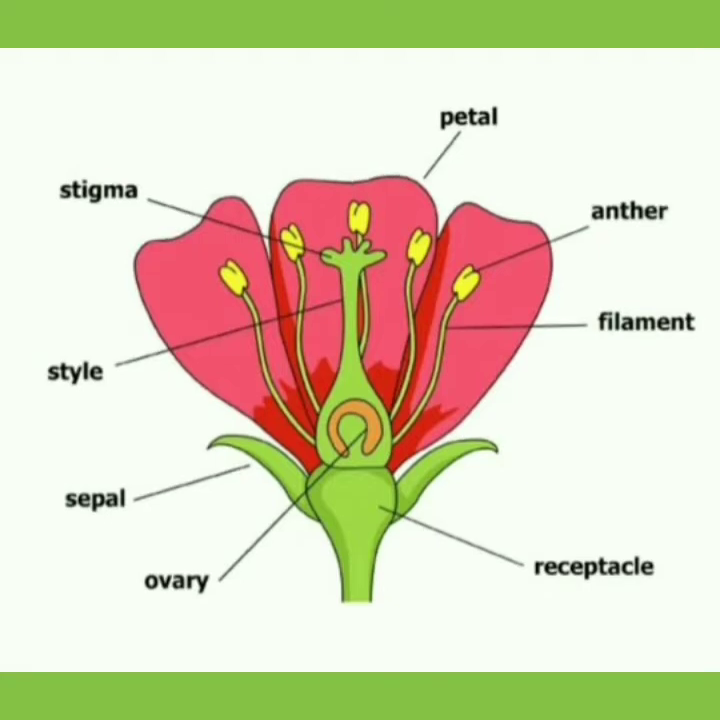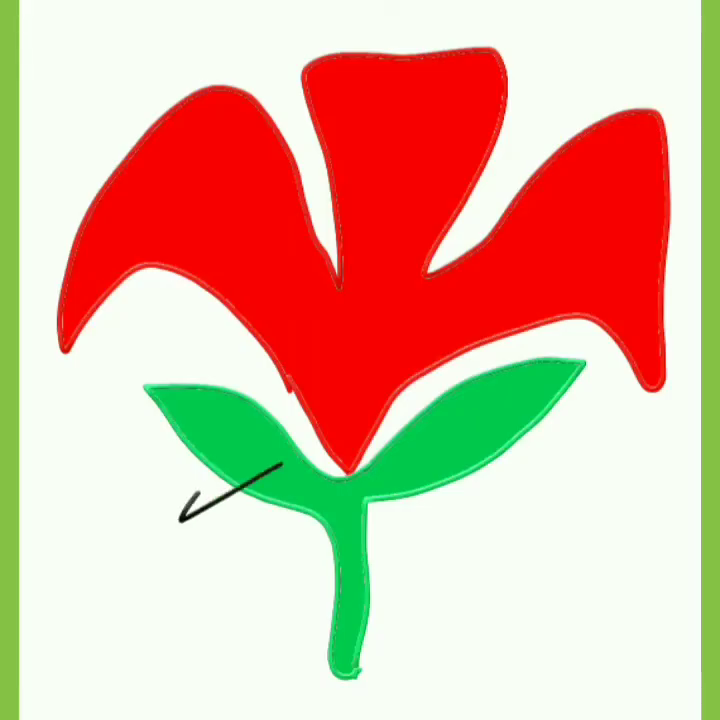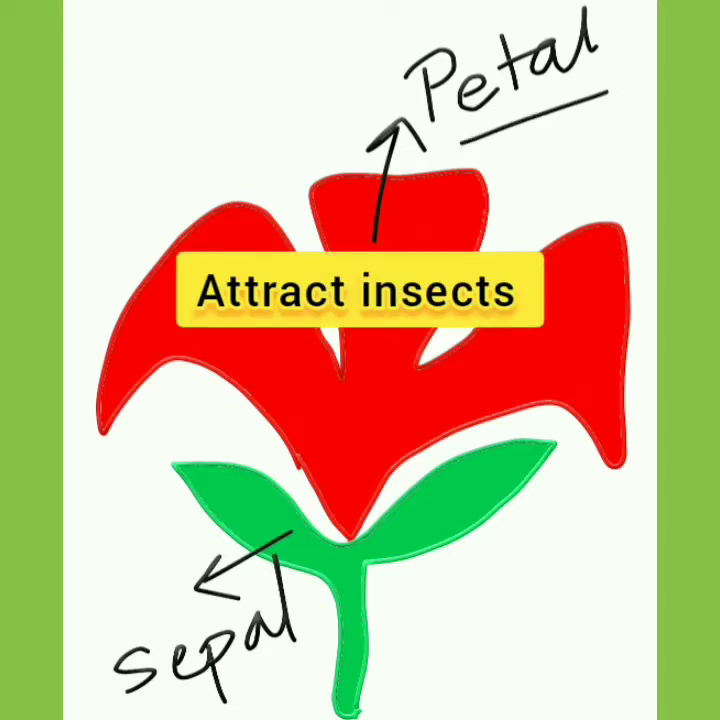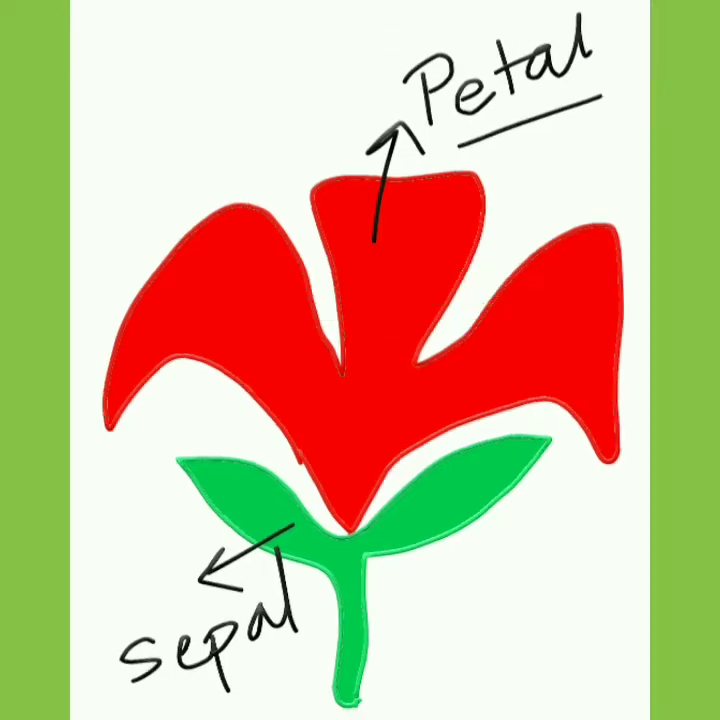Let's start from sepal first. So these green leaf-like structures at the base of a flower are called sepals, and they cover and protect the bud of a flower. Next is petal. So this colorful part of a flower is called petal. So petals help to attract insects and are sometimes sweet smelling.